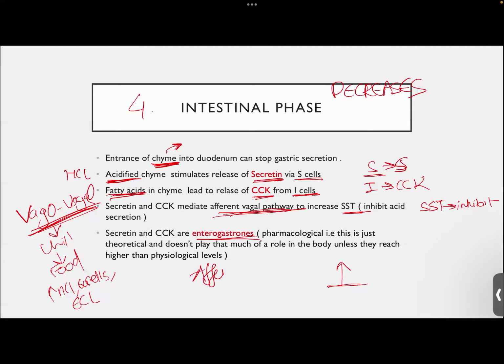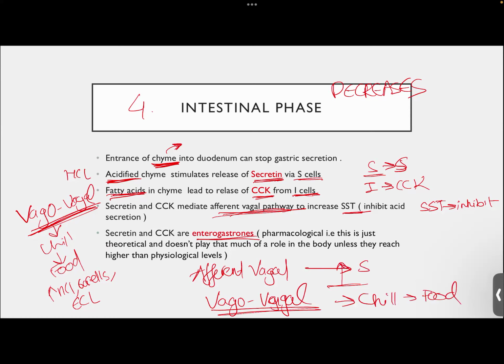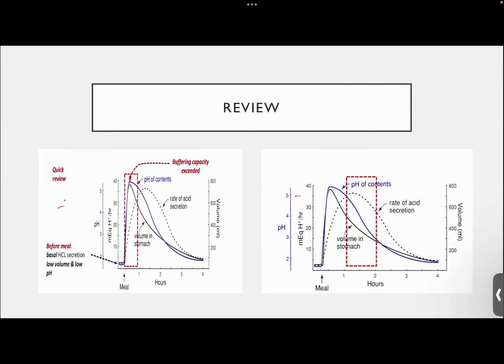Efferent vagal, I promise, I swear, if any of you guys make a mistake in this, I'm going to be so mad. Efferent vagal is not the same as vagovagal. Vagovagal is different from efferent vagal. Vagovagal is the good guy that leads to chyme and food. Efferent vagal is the bad guy that leads to somatostatin. Just remember this, please. If this makes you remember it, then it's worth it. Efferent vagal, somatostatin. Vagovagal is the cool guy, leads to food, which means everything that we need for food, which means we will have HCl, stimulation of G cells, and stimulation of ECL. Okay, we're done with this lecture.